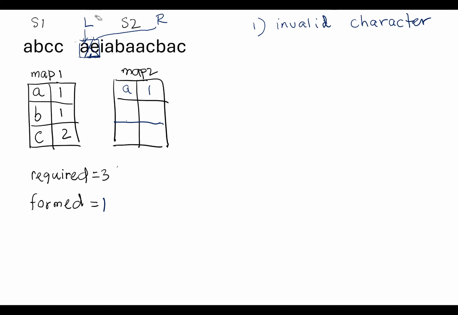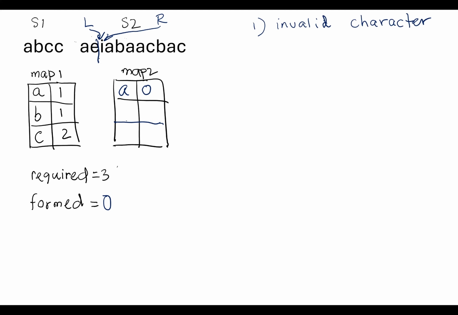Starting over means whatever we have done, we just leave there. We start over again from the next position, and the right is also here. Once we start over, we also have to reset the map, and we have to reset formed as well. Everything we reset and we start our window again.